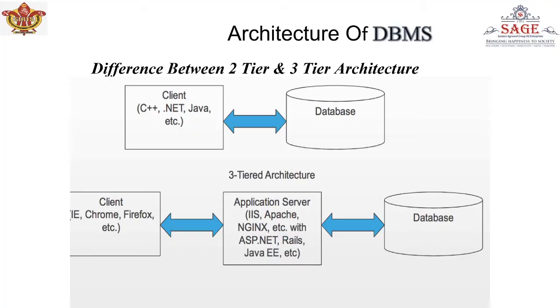First, we will see the differences between the two-tier and three-tier architectures. In the last lectures, we have seen the architecture of DBMS, where we covered two-tier and three-tier architectures. Some students had questions about what the difference is between the two-tier and three-tier architecture. That's why I have prepared this PPT for you. So let's start.